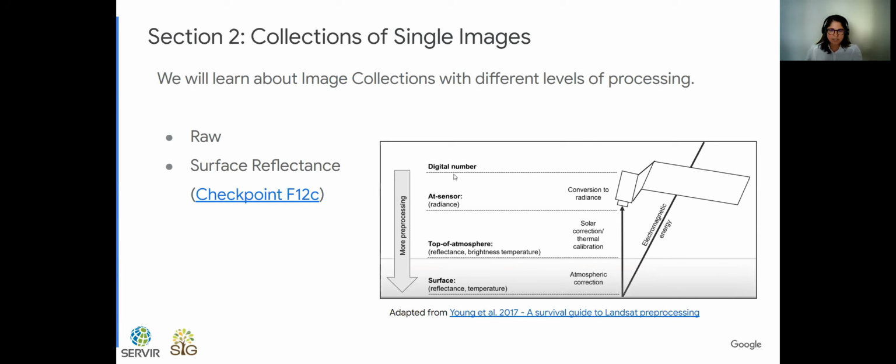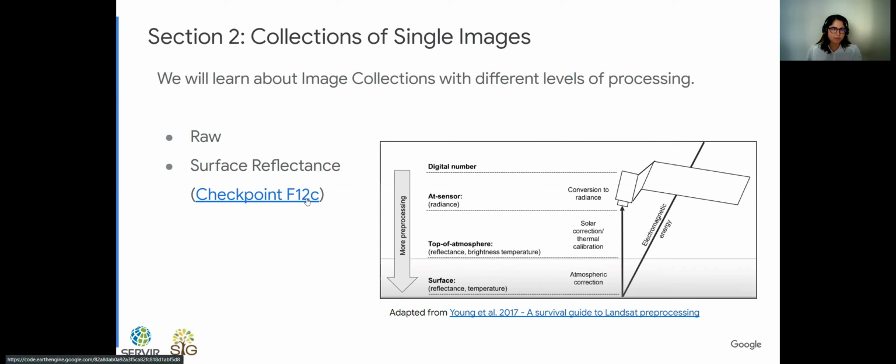So as we've seen, the raw collection's data type is only digital number. There's no conversion to radiance, no thermal calibration, no solar correction, no atmospheric correction. But luckily for us, the data providers also make available these other collections where they've done all of these pre-processing steps, so that we have at the end a surface reflectance value, to which all of this has been applied. So that's what we'll be working on right now.